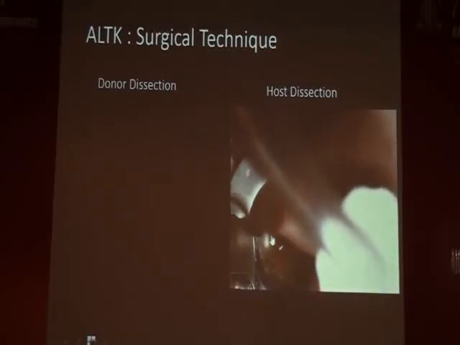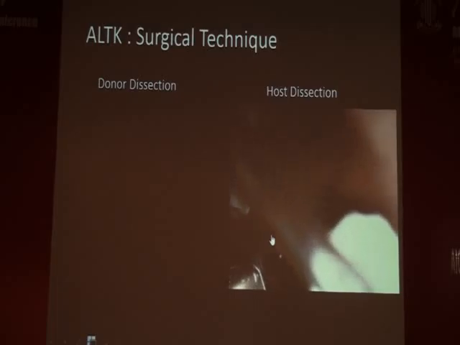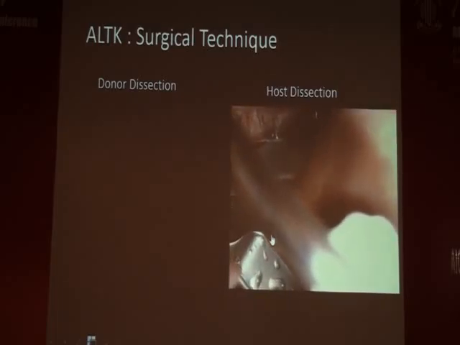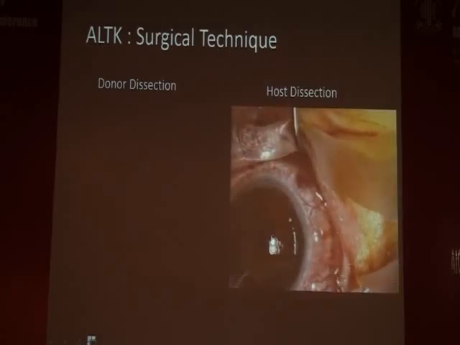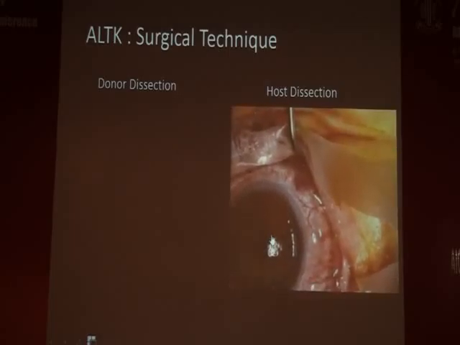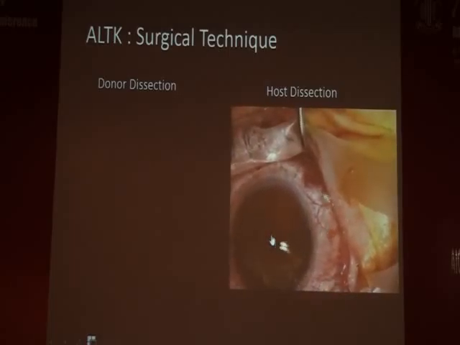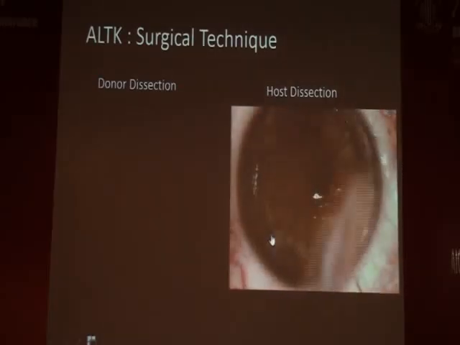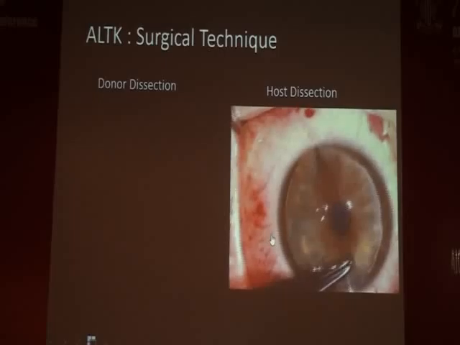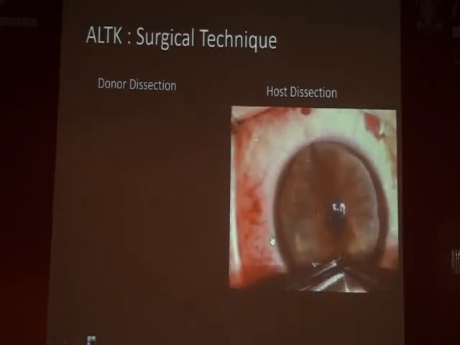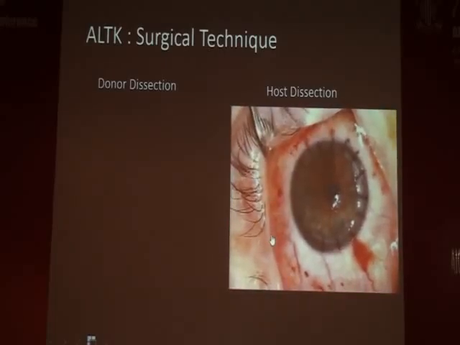Meanwhile, the host dissection is done again using the microkeratome, and the important difference between this and LASIK is that with the LASIK microkeratome you actually don't have to move it; it moves on its own. But here, in the microkeratome for keratoplasty, you have to actually guide it, and the slower you move, the thinner it is going to cut.